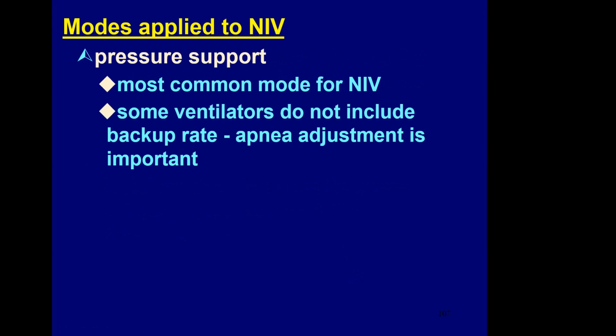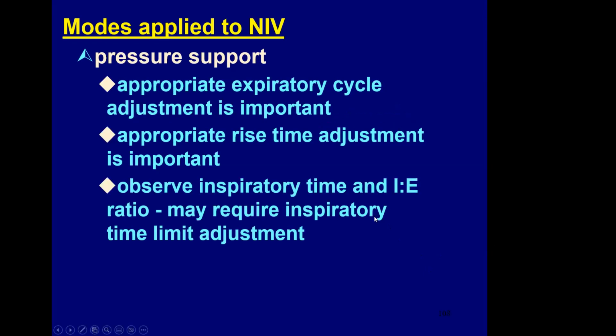Pressure support, of course, has been the most common mode for non-invasive ventilation from the get-go. However, some ventilators do not include a backup rate, so the apnea adjustment is important, must be there. With pressure support, appropriate expiratory cycle adjustment is important. It is vital because if the machine won't cycle into expiration, it causes the patient problems.